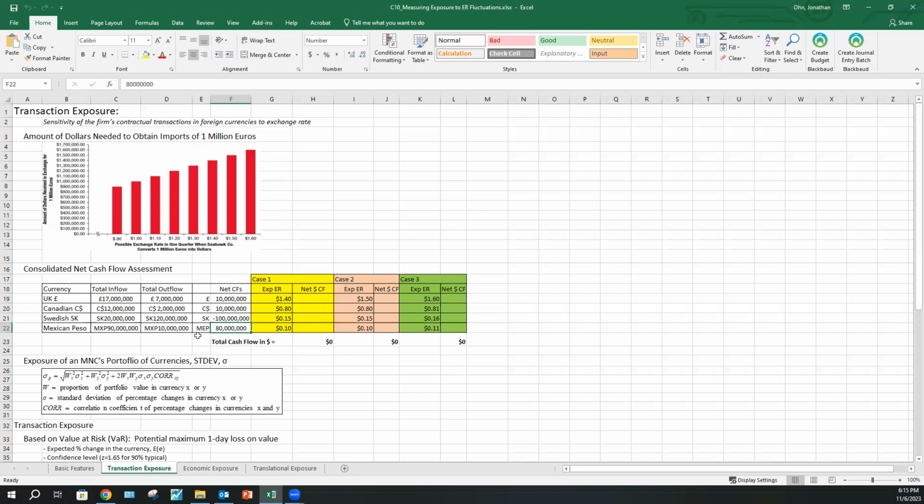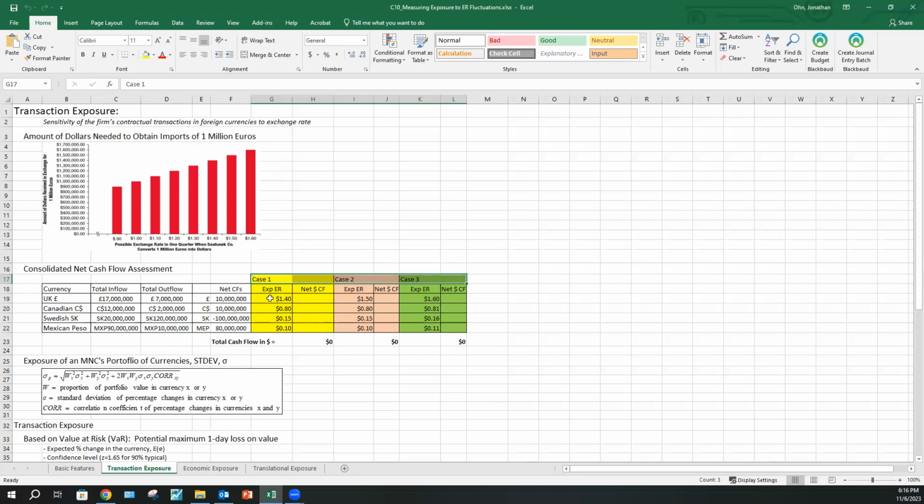So we have the portfolio of cash flows in 4 different currencies now. Okay, now the company analysts did the case analysis for our potential exchange rates. They came up with 3 possible scenarios, so we will do the scenario analysis. The first proposed scenario will be this: the UK pound $1.40, Canadian dollar 80 cents, Swedish krona 15 cents, and Mexican peso 10 cents.